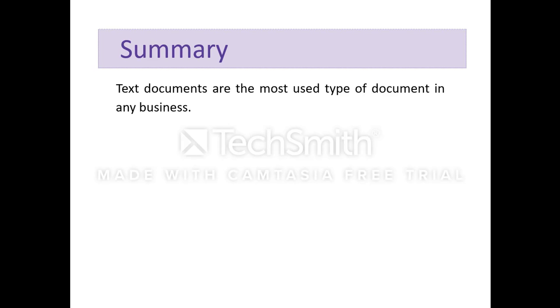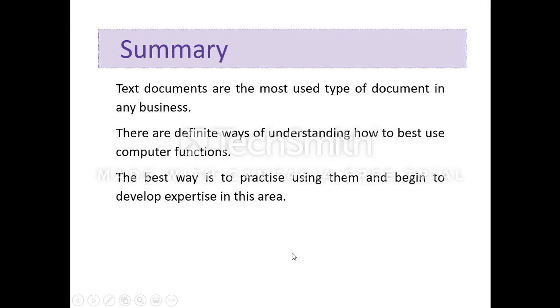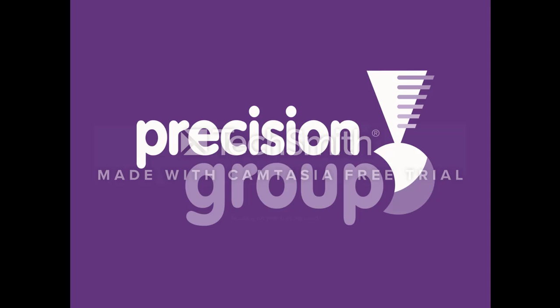So, in summary, text documents are the most used type of documents in any kind of business, and there are different ways of understanding how to best use computer functions too. The best way is to practice using them first before you begin to develop a task with this tool. And text document programs like Microsoft Word have a variety of functions that allow users to create a document that meets organizational and task requirements.